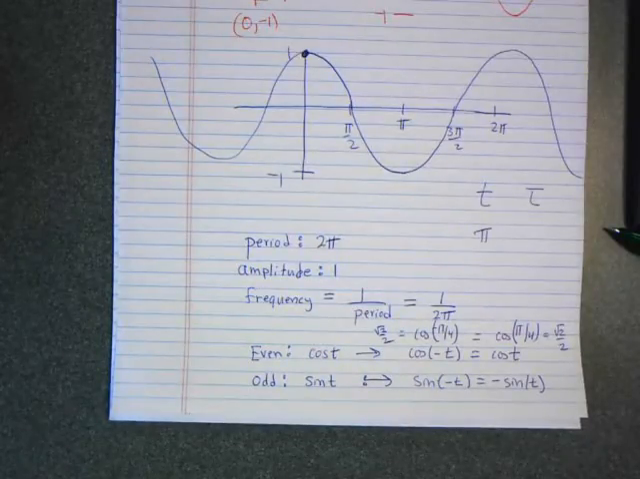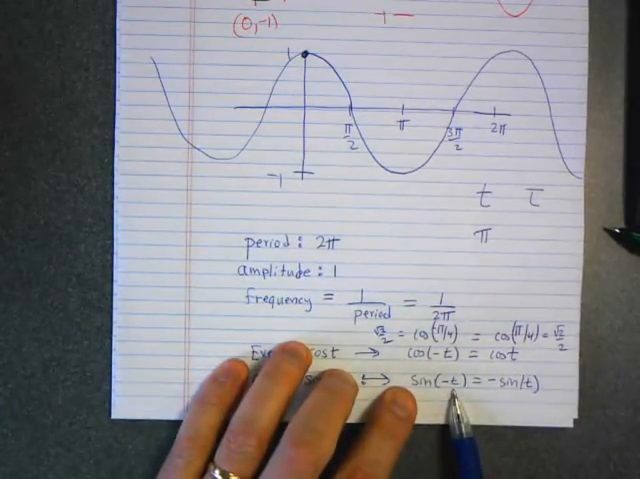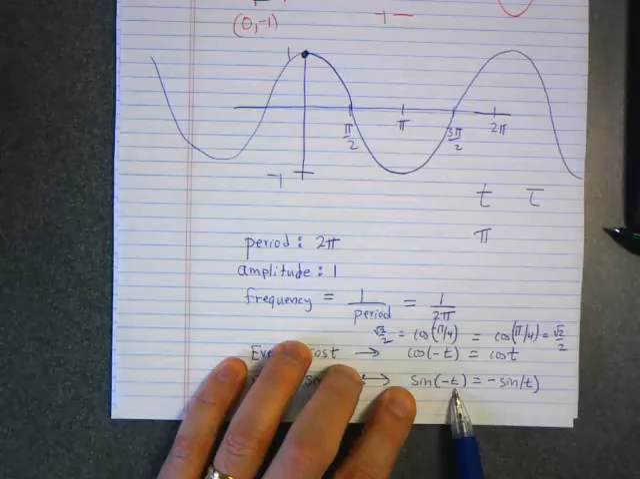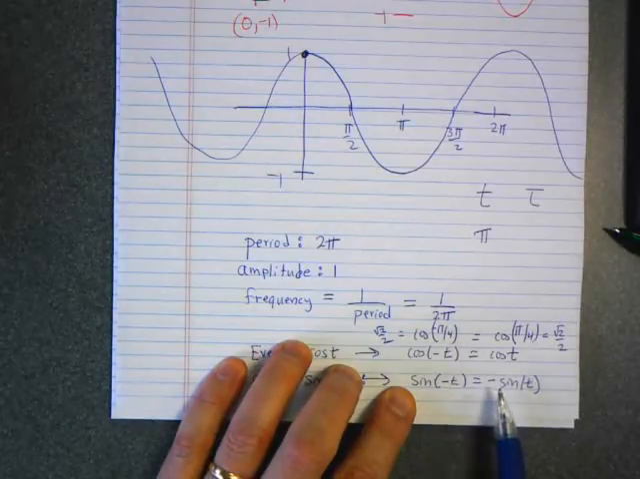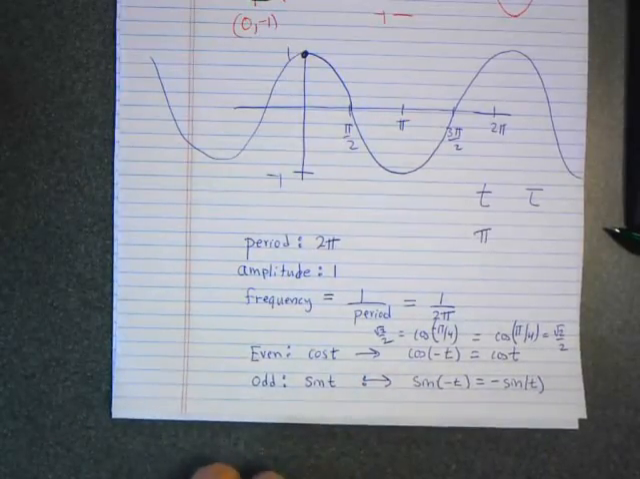On the other hand, sine does not. If I asked you for sine of negative pi over 4, we would be in quadrant number 4, so is our answer going to be positive or negative? It would be negative because we're in quadrant 4. So I would get negative square root of 2 over 2. That means sine is an odd function.